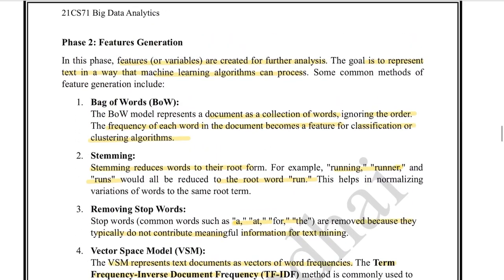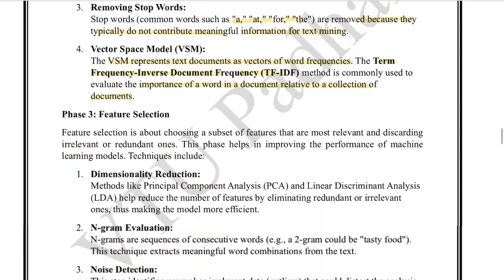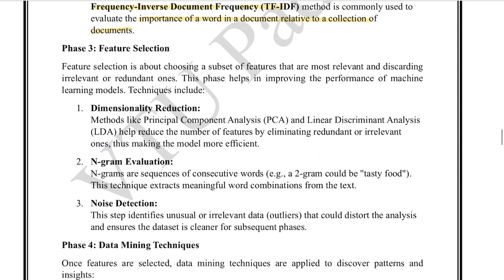Next is feature selection. Feature generation is there. Once you generate the features, next is feature selection. In feature selection, you are applying a dimension reduction algorithm like PCA, principal component analysis, or LDA. It will help you reduce the higher dimension data set into a lower dimension, thus making the model more efficient.